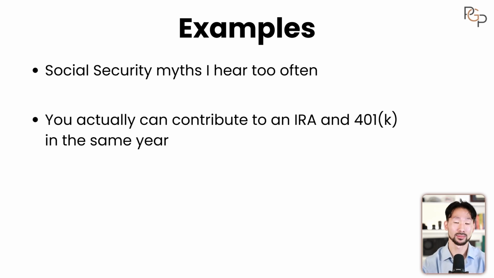I hear this commonly this year in particular: you can actually contribute to an IRA and a 401k in the same year. A lot of questions I see online, whether on Reddit, X, or even in short form video comments, show people are confused and think they can only do one or the other. But in a lot of scenarios, you could probably do both, and you likely should. And so that's breaking a myth.